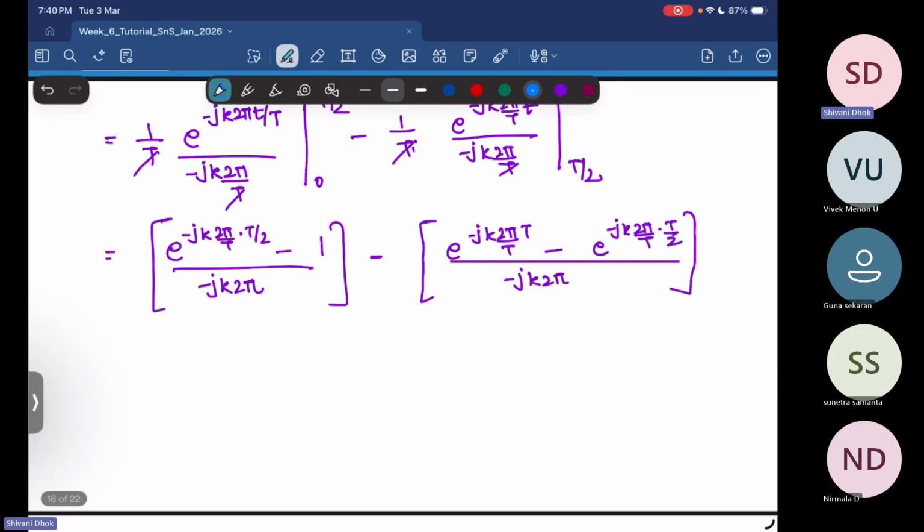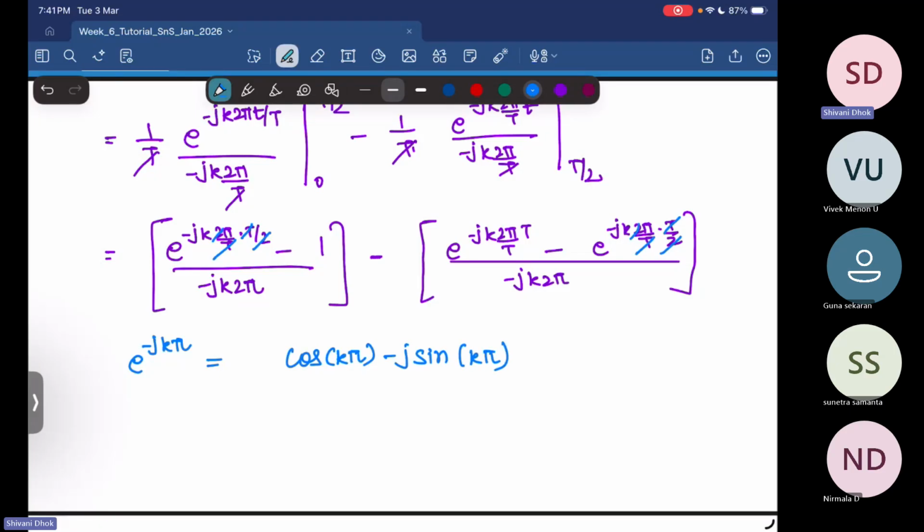Now just focus on this term. So this T gets cancelled and this gets cancelled. So the term that is left here is e power minus j k pi. And a similar term is available here also, where this T gets cancelled, this T gets cancelled, and this 2 and this 2 get cancelled. So how to write this? This you can write as e power minus j pi whole to the power k. Let's write it as cos of k pi minus j times sine of k pi.